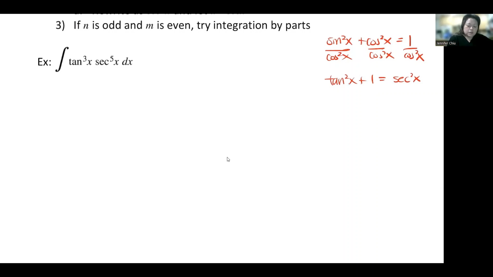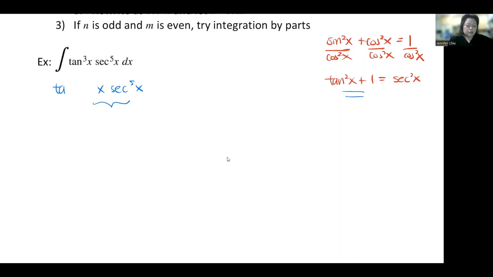So the trick here is to see that if you were to take out a single tangent, and you have tangent squared here and secant to the fifth x, you can change this using the identity here. But then that means you're setting up this secant as your u. Well, du is secant tangent, so this alone will not be my du. So this is not a very valid thing to do.